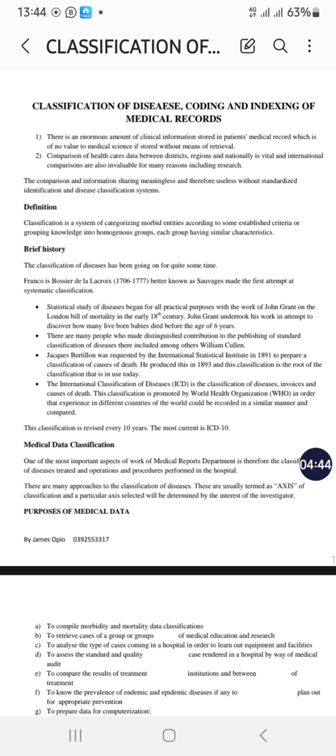So we are saying that disease classification has been around for quite some time, and there was a gentleman called Francisco who made the first attempt, from 1706 to 1777, and that attempt was on systematic classification. He was trying to discover if there is a system by which medical records can be classified in order to ease the classification of disease.